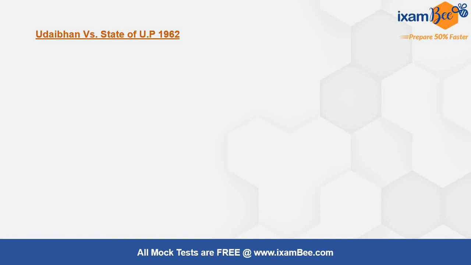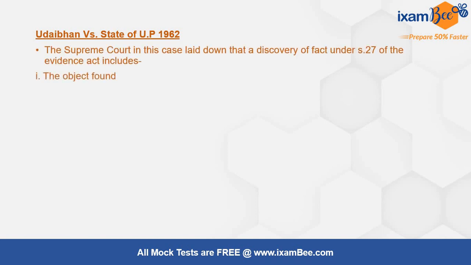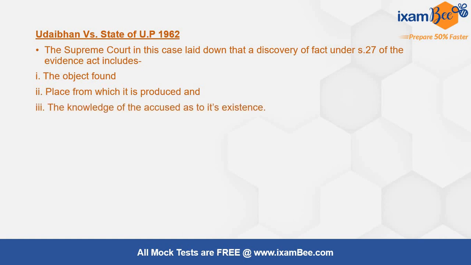Udayabhan versus State of UP 1962. In this case, the question related to section 27, another interesting and important provision. Section 27 talks about discovery from the statement of the accused. If the accused's statement is about self-incrimination, you cannot do that. This is said under Article 20 of the Indian Constitution. But if you can discover some fact from that statement, that is permissible, and that has been discussed in this case law.